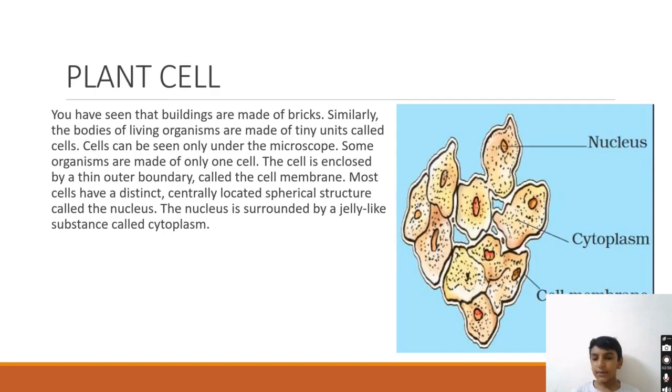Plant cell. You have seen that buildings are made up of bricks. Similarly, the bodies of living organisms are made up of tiny units called cells. Cells can be seen only under the microscope. Some organisms are made up of only one cell. The cell is enclosed by a thin outer boundary called the cell membrane. Most cells have a distinct centrally located spherical structure called the nucleus, as you can see in the picture. The nucleus is surrounded by a jelly-like substance called cytoplasm.